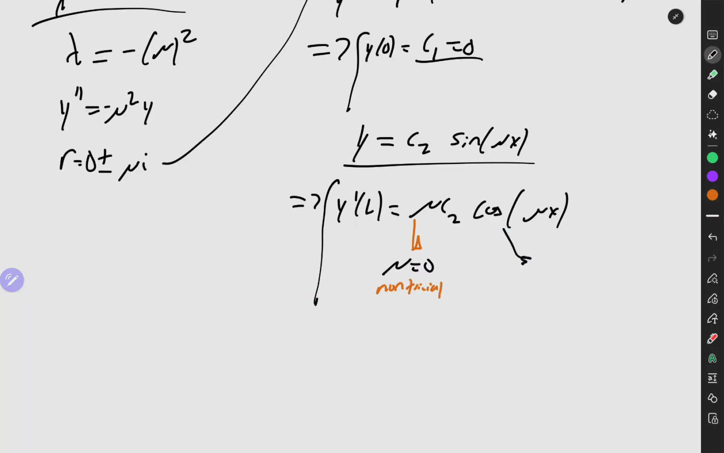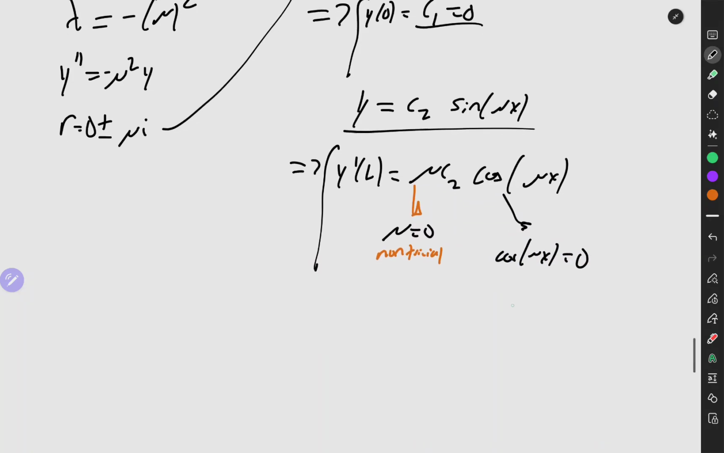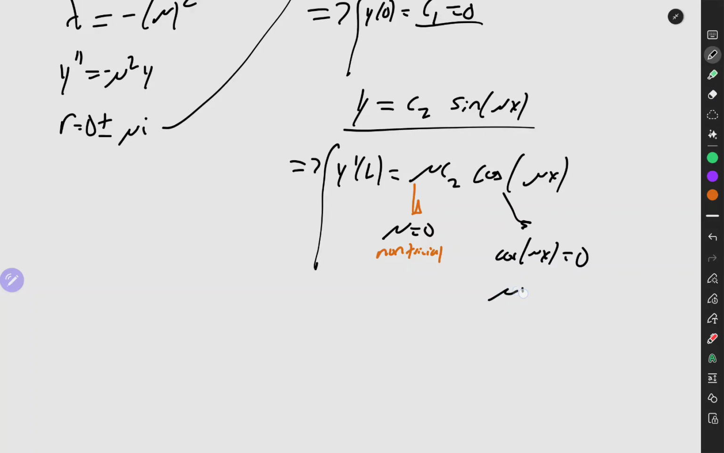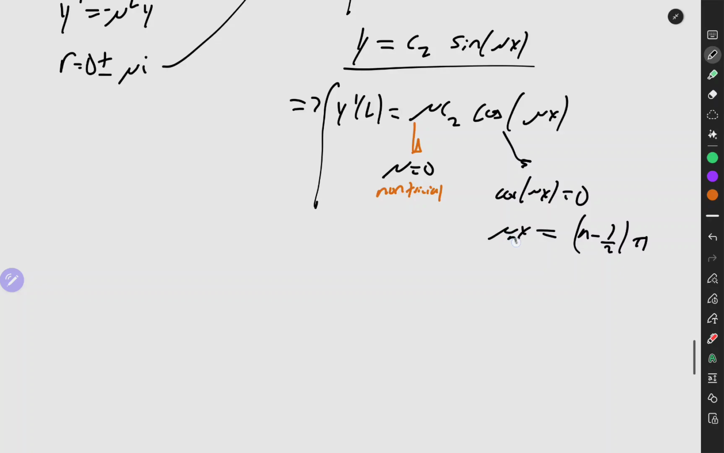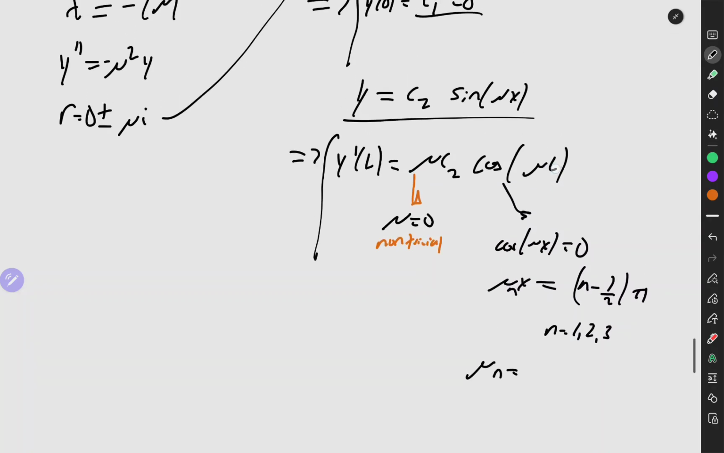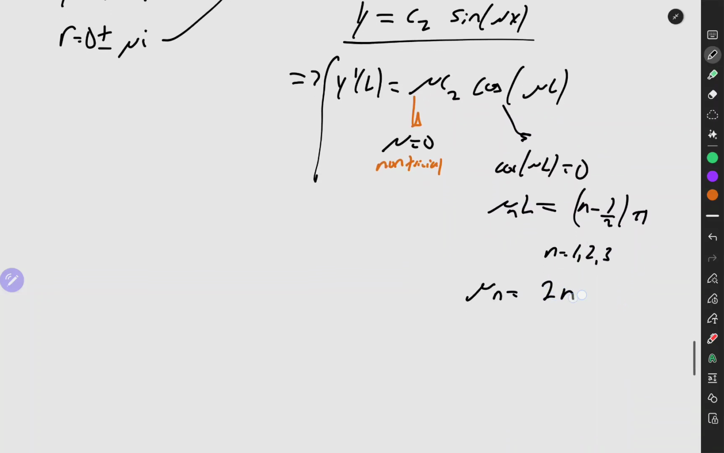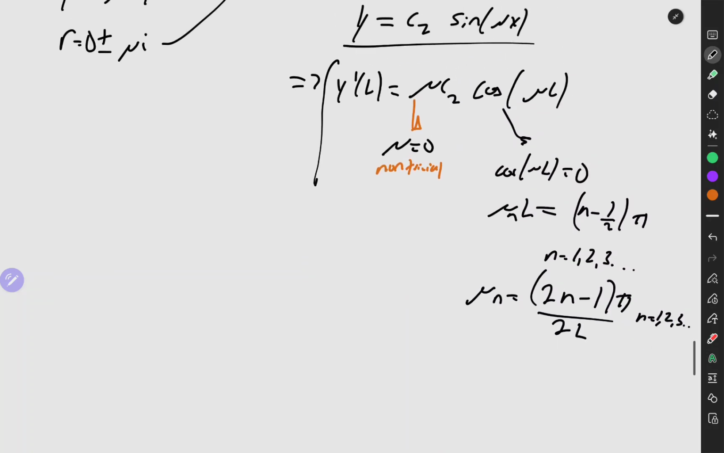So now let's look at this one over here. Mu of x has to be this, the n minus 1/2 times pi. Wait, I was supposed to plug in L for x there. I'm going to rewrite this as 2n minus 1 over 2, so then that's over 2L. Right. And I can tell you right now, we can just stop there. That's the whole problem.